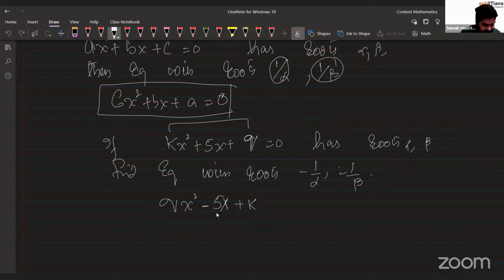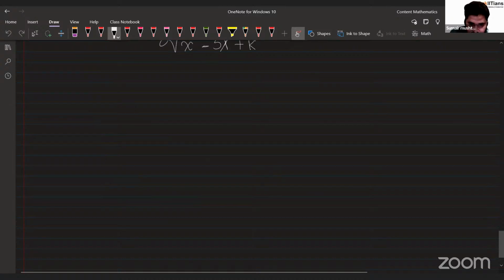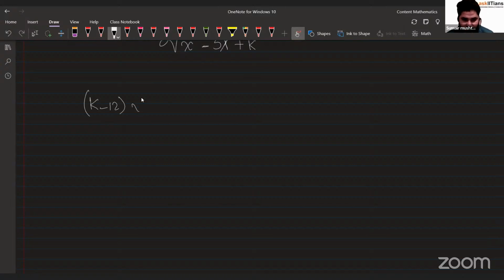Okay, fine. Let's move to the next problem. Let's do some questions. Question is given as, you have a question as k minus 12 x square plus k minus 12 of x, plus 2 is equal to 0. This is a quadratic equation, isn't it?